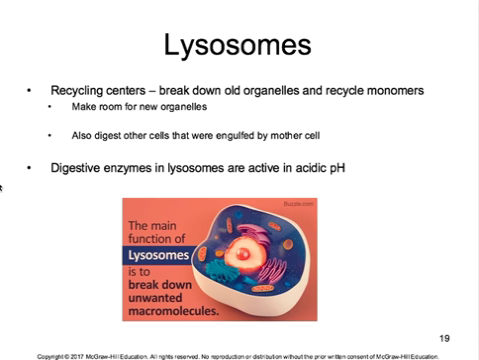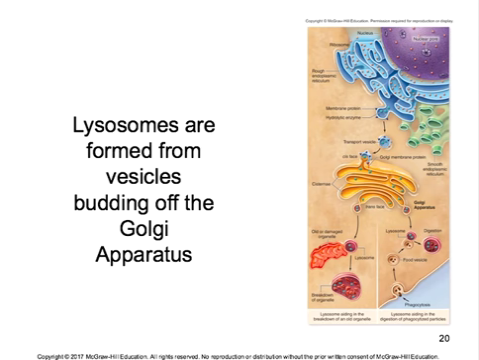And they contain digestive enzymes in the lysosomes, and they are activated by an acidic pH. So once the pH in the lysosome drops, then those enzymes will go to work breaking down whatever macromolecules are inside them. And like I said before, lysosomes are formed from vesicles budding off from the Golgi apparatus. So if I ask you where lysosomes come from, you should know that they are formed when a bunch of vesicles from the Golgi apparatus fuse together.